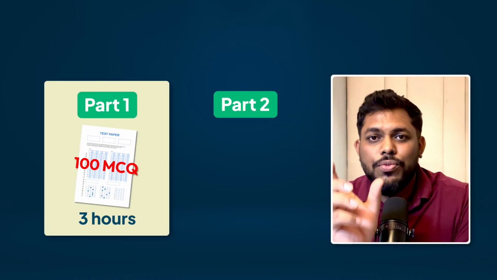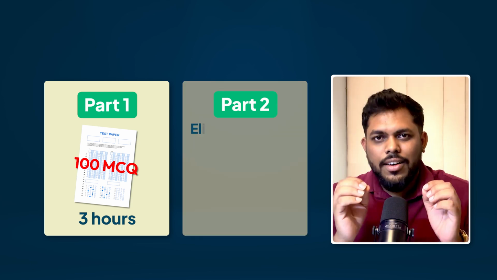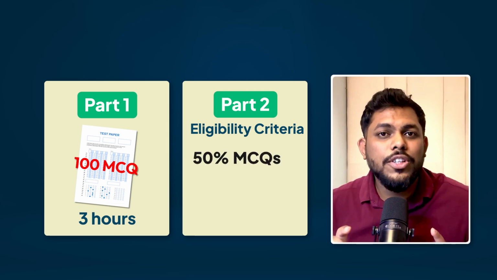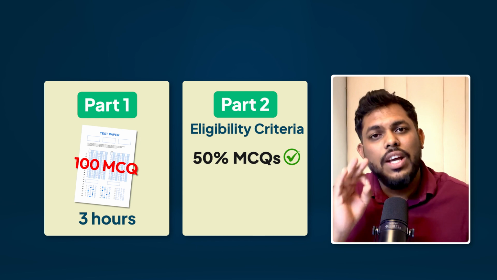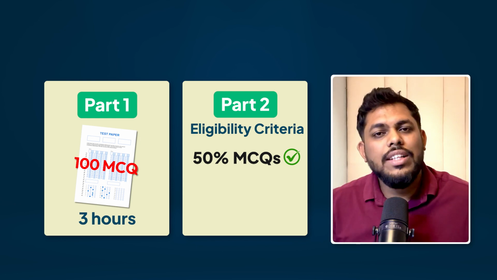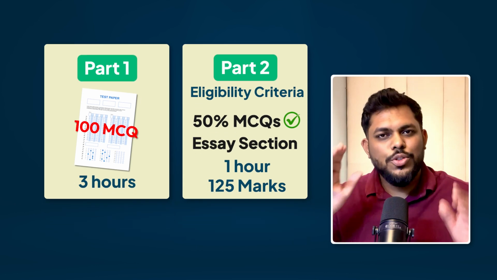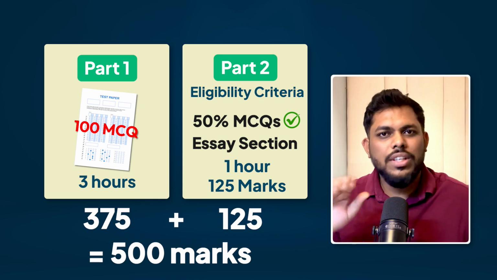See, we have two parts in our exam. One part is the first 3 hours where we have 100 MCQs for 375 marks. Now, here's the eligibility criteria. If we get at least 50% of the MCQs correct, not 50% marks, 50% of the MCQs correct, then only the essay section would open up for an additional 1 hour and 125 marks. So 375 plus 125, 500, that is the total marks for the US CMA exam.